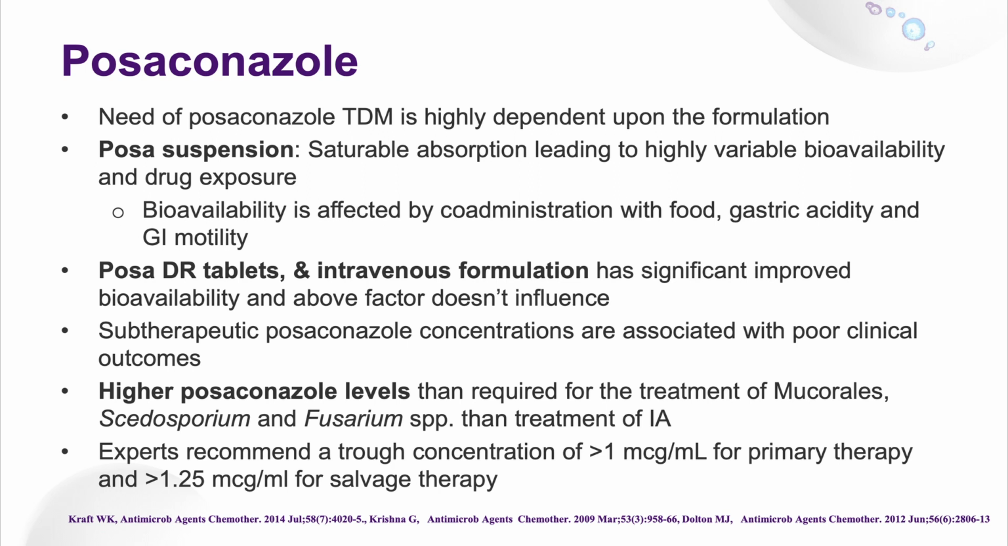The general recommendation for posaconazole for the treatment of invasive fungal infection is more than 1 microgram per mL for primary therapy, and if you are using it as salvage therapy, try to keep it at more than 1.25. But up to 3 has been recommended for treatment of these resistant fungi.